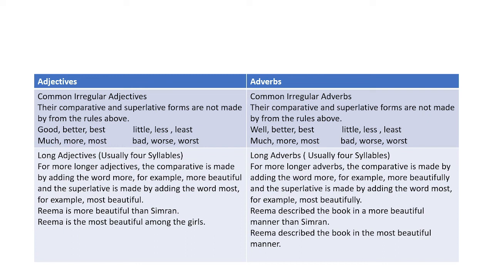Okay, so these are the examples of adjectives. Let's move to the adverb. For longer adverbs, the comparative is made by adding the word more, for example, more beautifully, and the superlative is made by adding the word most, for example, most beautifully. For example, Rima described the book in a more beautiful manner than Simran. Rima described the book in the most beautiful manner.